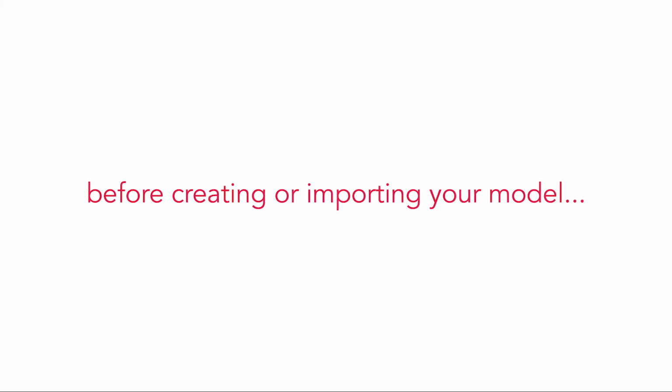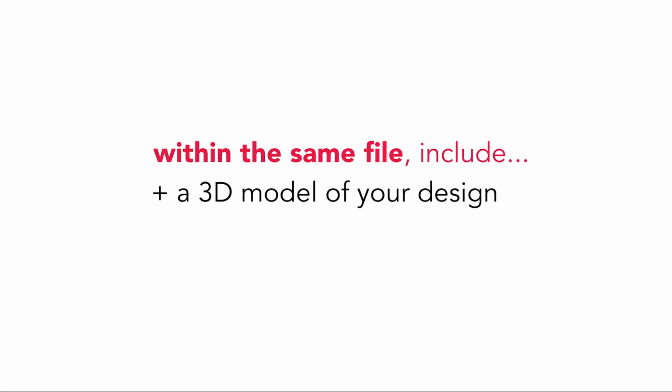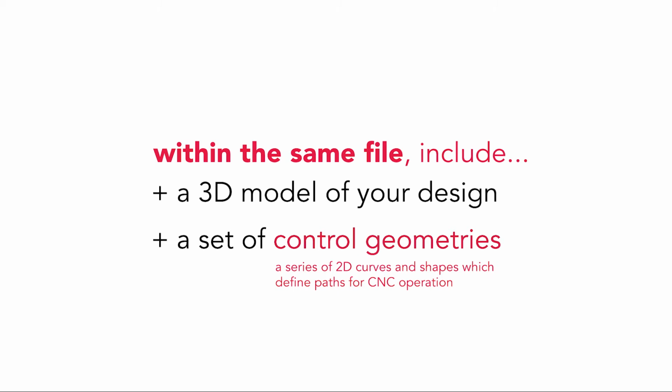Before creating or importing your model, make sure your model units are set to inches. Your machining model or pieces should be no bigger than the CNC router's workspace. Within the same file, include both a 3D model of your design and a set of control geometries. This will help the operating lab technician to better understand your project.